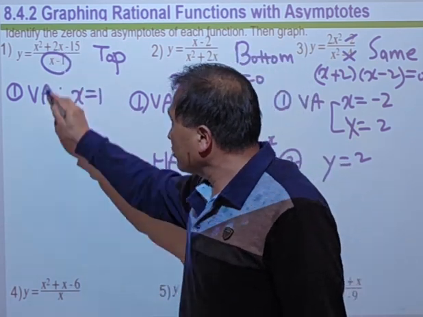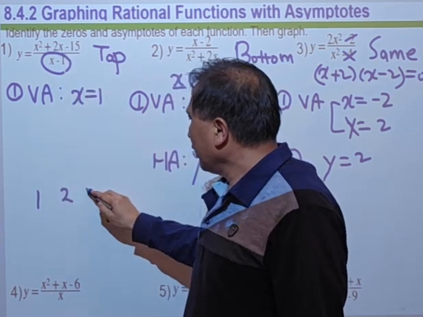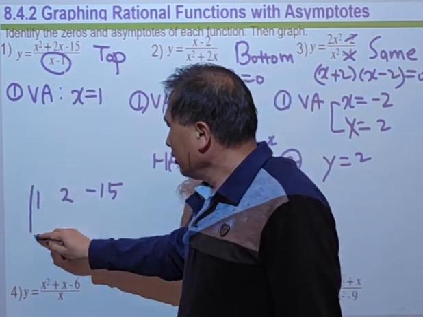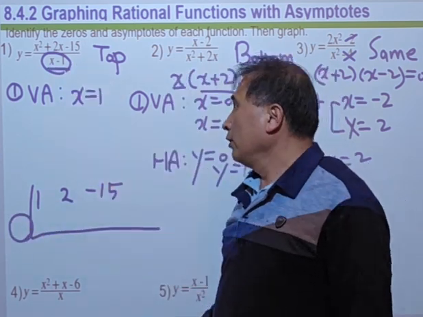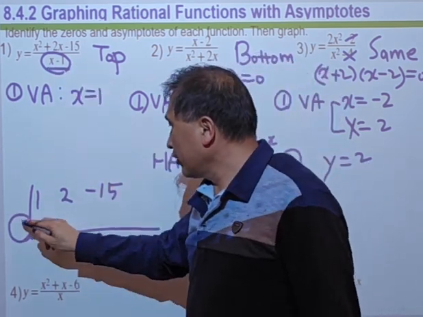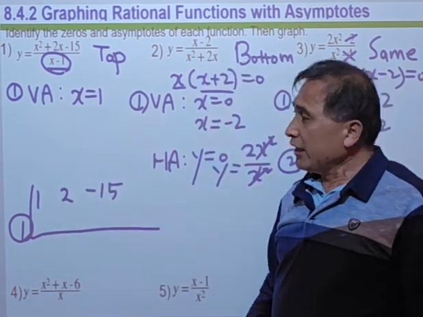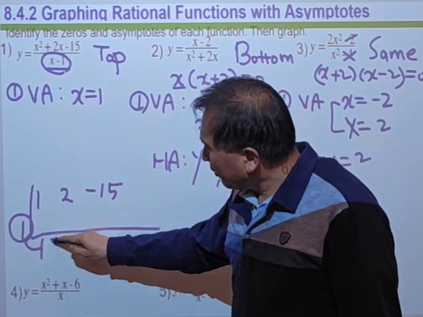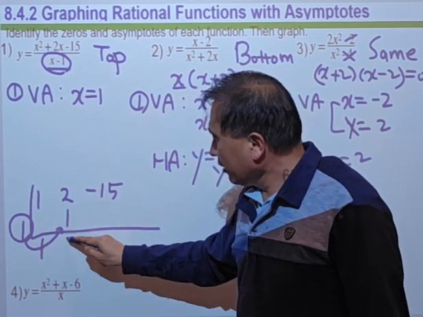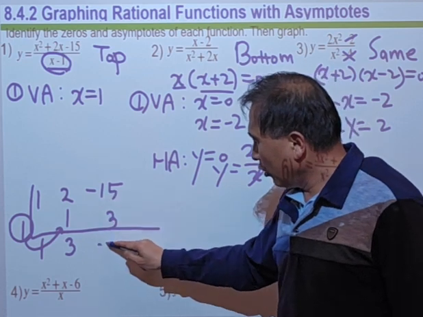Let's do synthetic division. So 1, the leading coefficient 1, and 2, and negative 15. All the time, you write here the value making the denominator 0. The denominator is x minus 1, so the value that makes it 0 is 1. So you write this 1 there. Synthetic division: first you bring down the 1, and you multiply, that's 1. You bring down 3. And you multiply 1 times 3, 3 here, negative 12.